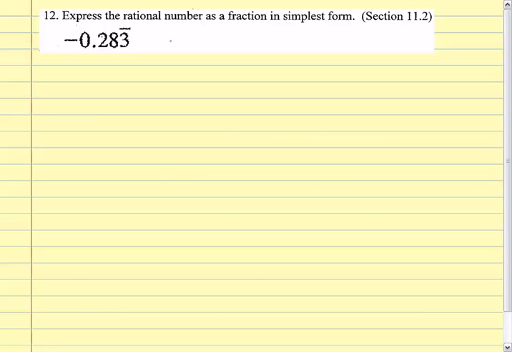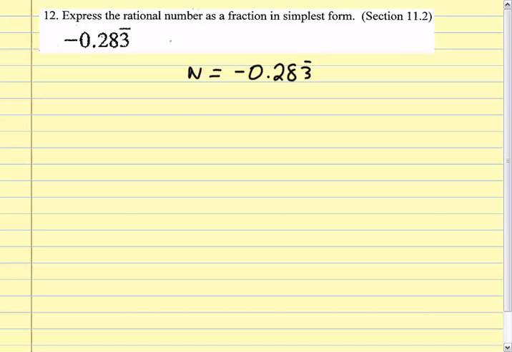Alex, your hand is up. Express the rational number as a fraction in simplest form. Yes, ma'am, I'm ready. Tell me what to do. Since the minimum's only over one number, it'd be 10n equals... Well, wait, I don't even have n yet. n equals negative 0.283 repeating. You okay, Clay? Yep. 283, but it's only the 3 that's repeating, right?